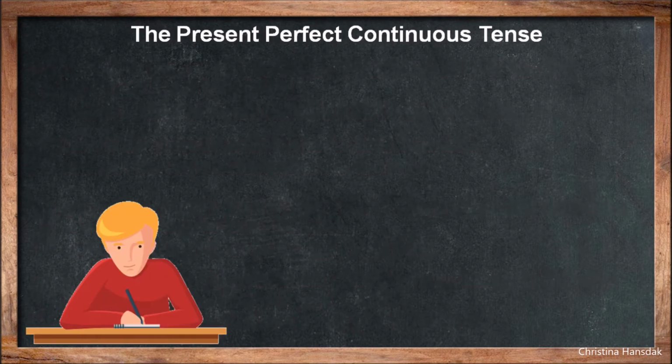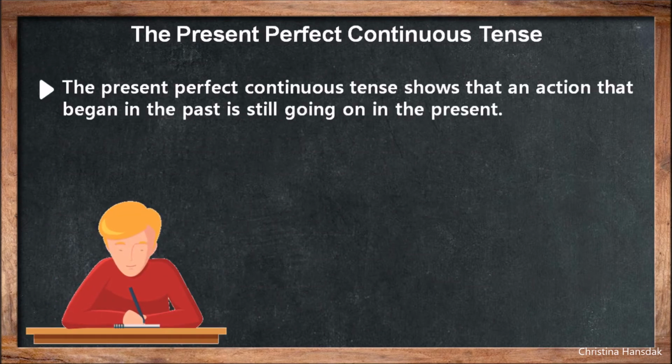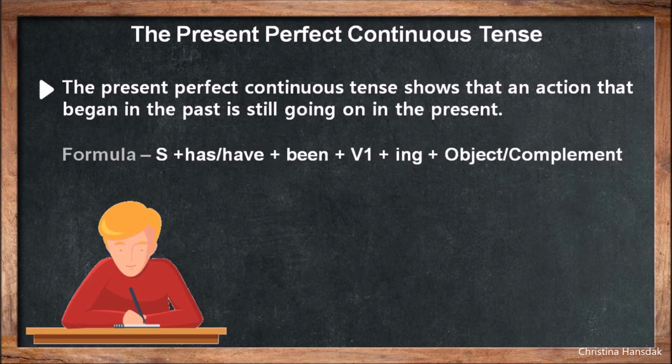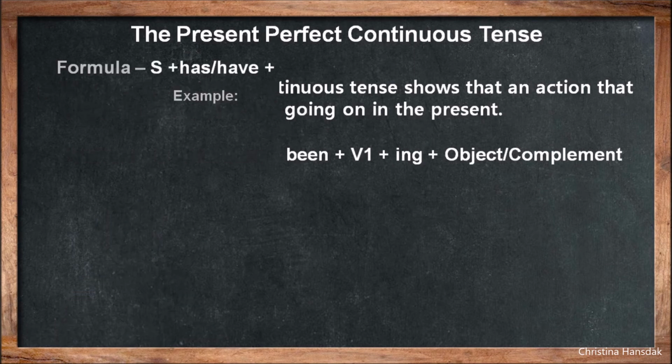Students, let's study about the present perfect continuous tense. The present perfect continuous tense shows that an action that began in the past is still going on in the present. The formula of the present perfect continuous tense is subject plus has or have plus been plus V1 plus ing plus object or complement. Object or complement is optional.